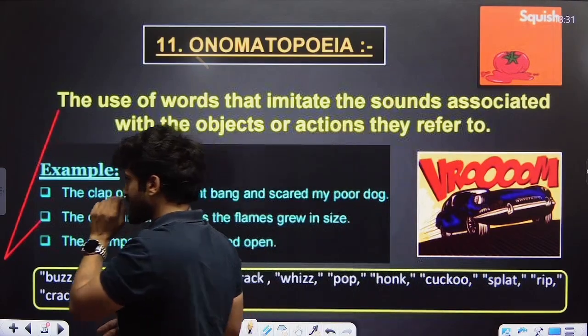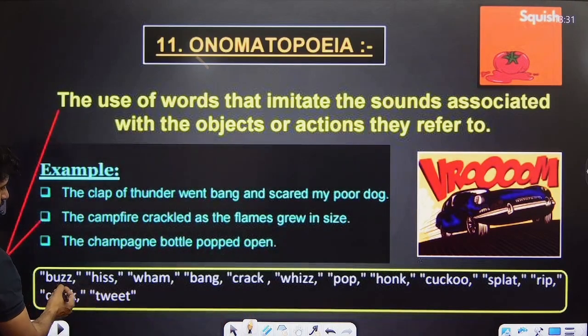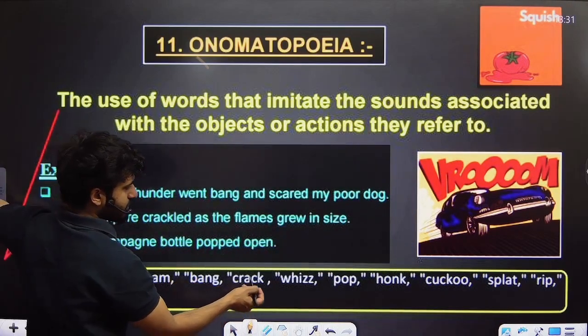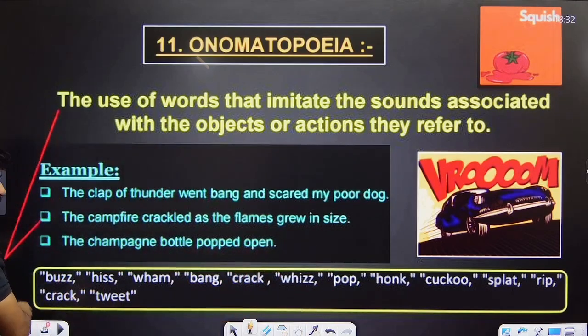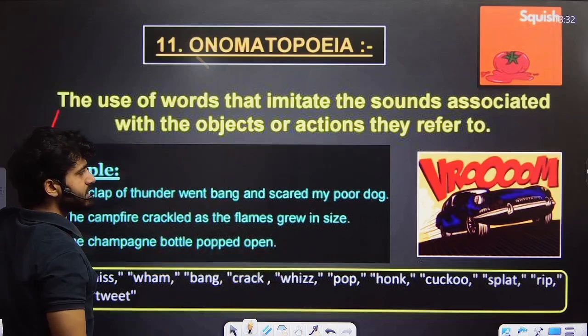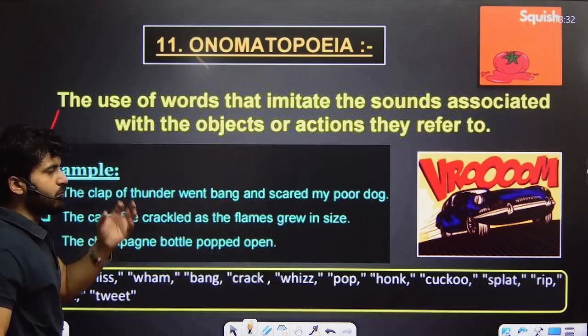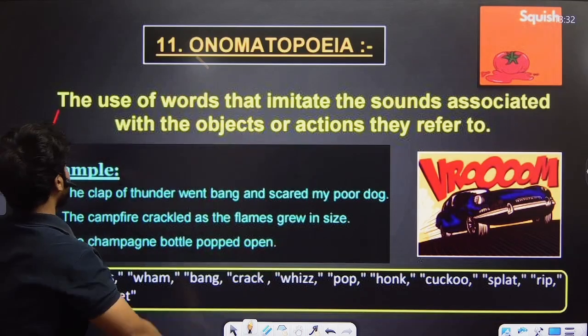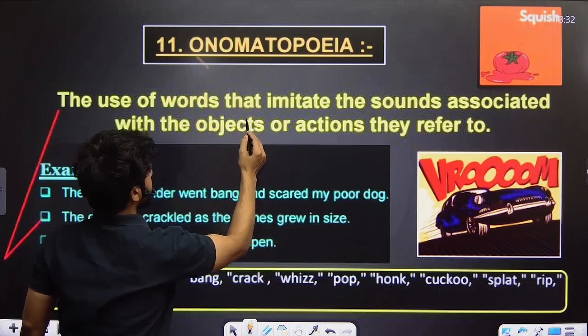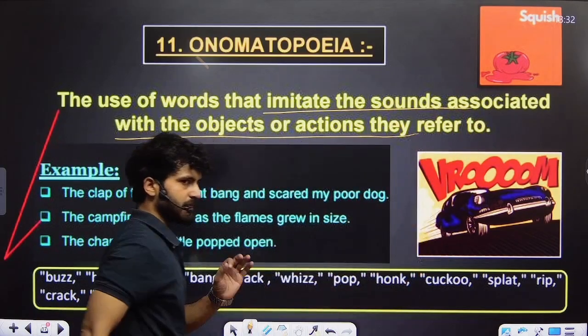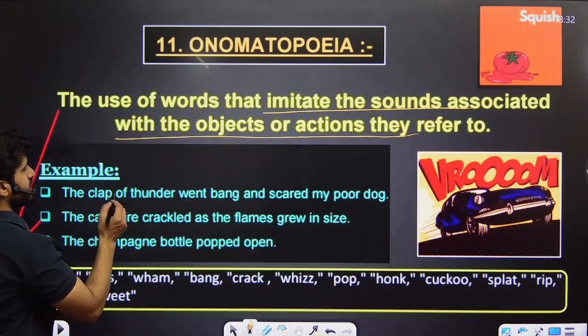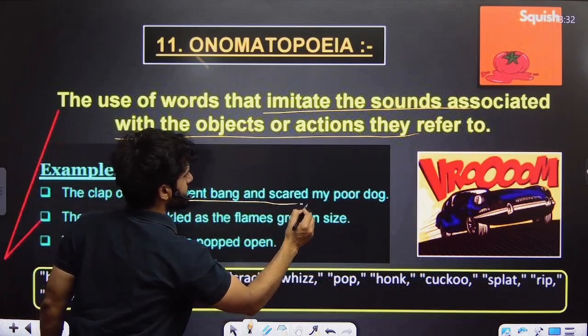In the case of onomatopoeia, you can see buzz, hiss, wham, bang, crack, whiz, pop, honk, cuckoo, splat, rip, crack, tweet. All these are giving us the idea of the sounds. Whenever you get the idea of the sound, you keep it under onomatopoeia. That is the use of words that imitate the sounds associated with the objects or actions they refer to. The clap of the thunder went bang and scared my poor dog.